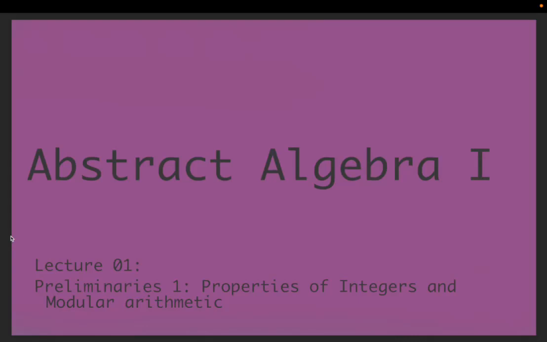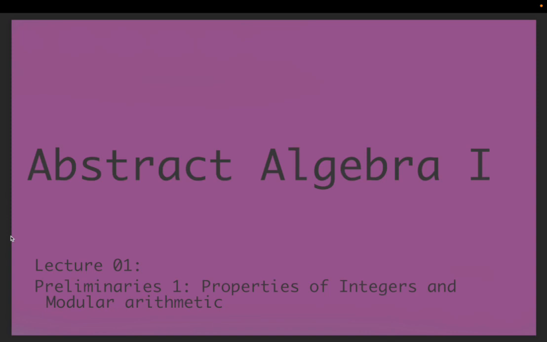Hey everyone, welcome to Abstract Algebra I. This is going to be the first lecture of the course, and in this section we're going to get some preliminaries out of the way. There'll be two sections of preliminaries that we'll cover, and in the first one we're going to talk about properties of integers and get some commonly referenced properties under our belt.